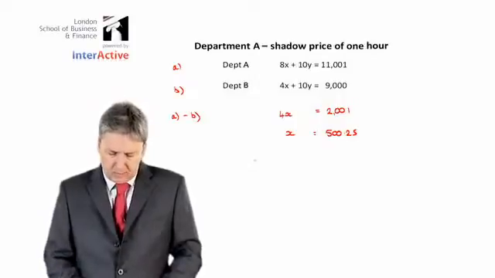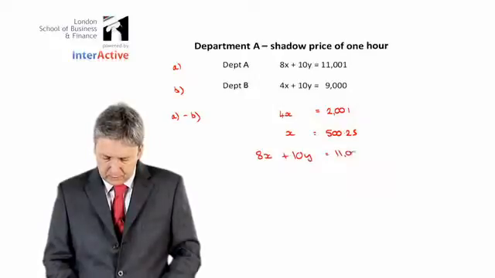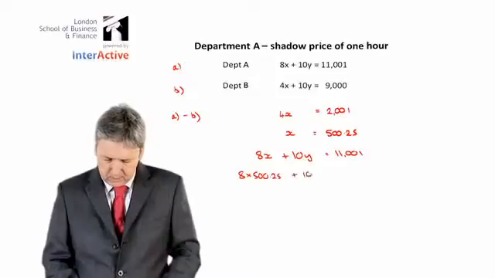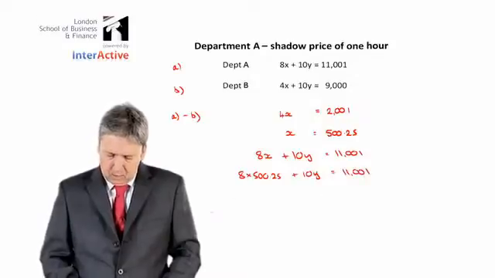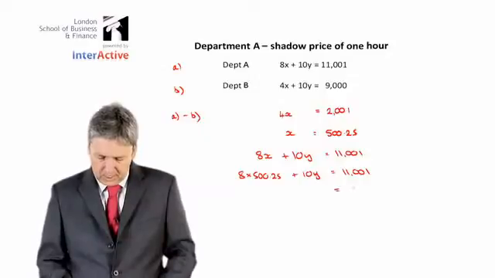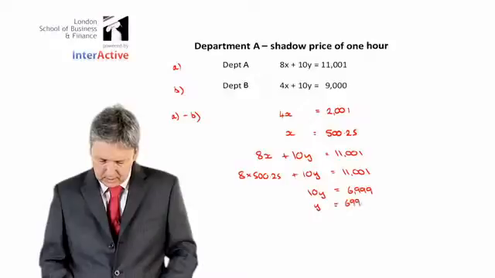Now, if that's the case, then what we can do is to pump these values straight back in. 8x plus 10y equals 11,001. 8x is going to be what? 8 multiplied by 500.25 plus 10y equals 11,001. What do we get? We get 4,002. Take that away and we end up with what? 6,999 equals 10y. So y equals 699.9.